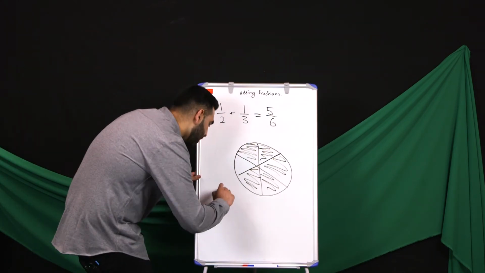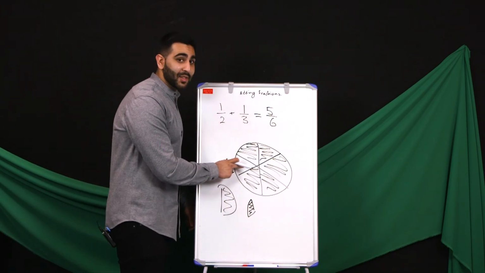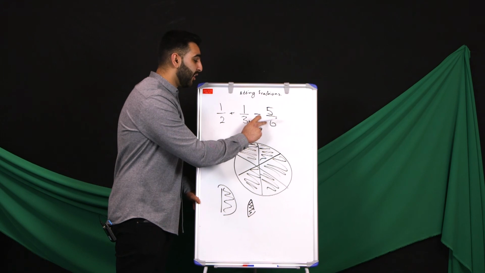And this looks about right, because remember, we said we had a half and a third. So that would leave us 1/6. So it looks about right. Therefore, a half plus a third equals 5 over 6.